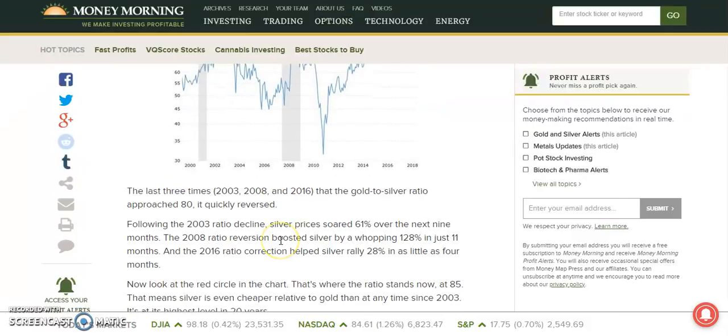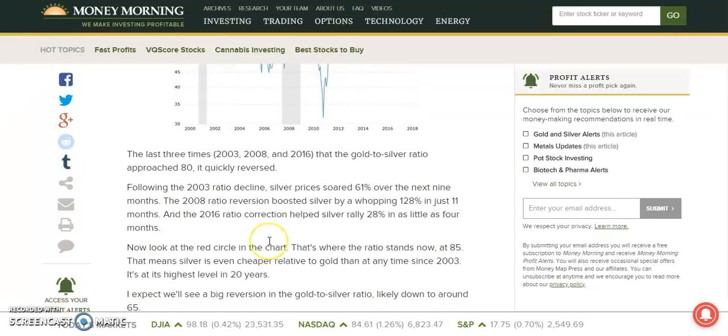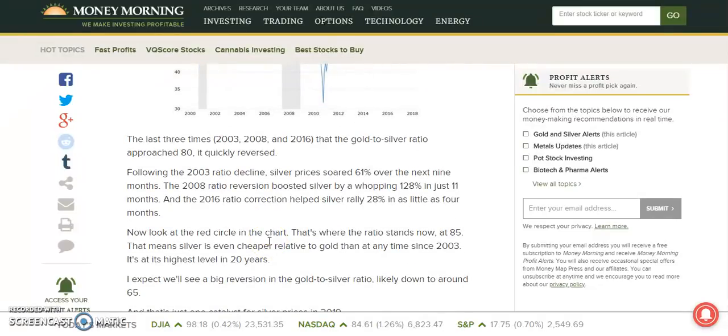It says in the last 3 times, 2003, 2008, and 2016, that the gold to silver ratio approached 80 and quickly reversed. This is what I was just talking about. Following the 2003 ratio decline, silver prices soared 61% over the next 9 months. The 2008 ratio reversion boosted silver by a whopping 128% in 11 months, and the 2016 ratio correction helped silver rally 28% in as little as 4 months.